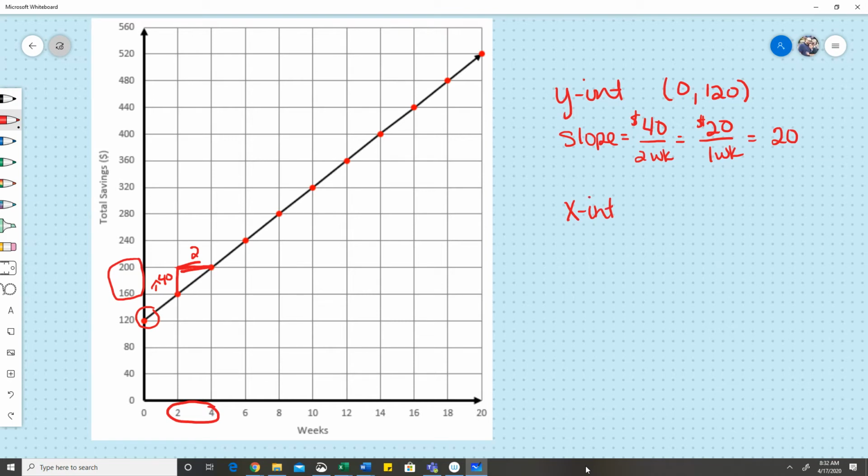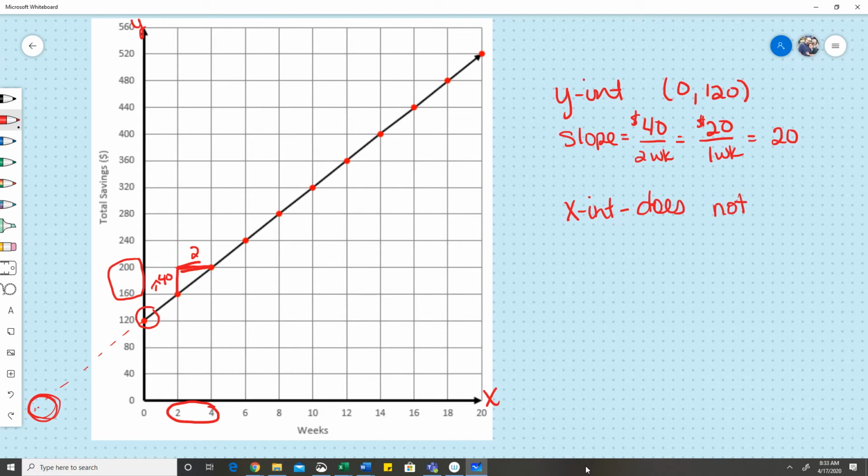I want to look for my x-intercept now. If you see, here's my x-axis down here. This is my y-axis up here. That line does not cross the x-axis. It does, but not in this situation. If we were to extend this line out, eventually it would cross the x-axis down here in the negative portion of the x-axis. But because we have a specific situation where we can't have negative values, the x-intercept does not apply to this situation.